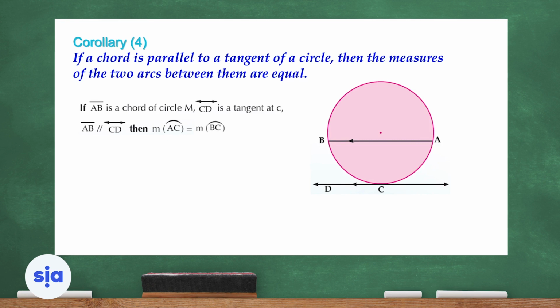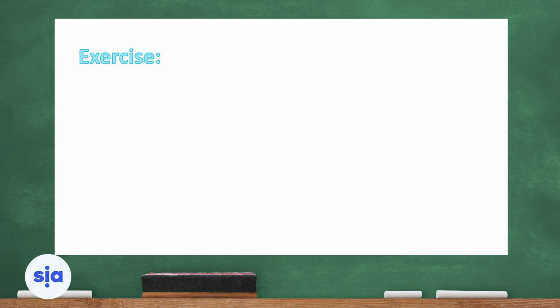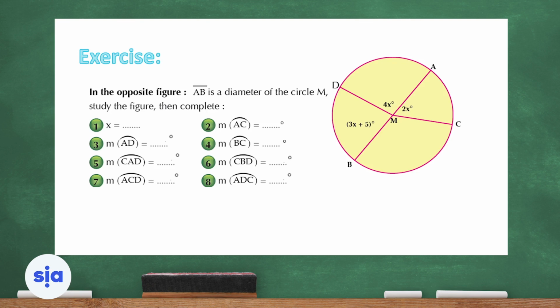How about we go and apply this in some examples? Let's go to the exercise. In the opposite figure, AB is the diameter of a circle. This circle is called circle M. Let's study the figure and complete the givens. The question here is asking you to find the value of x.